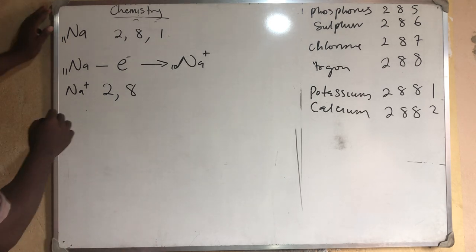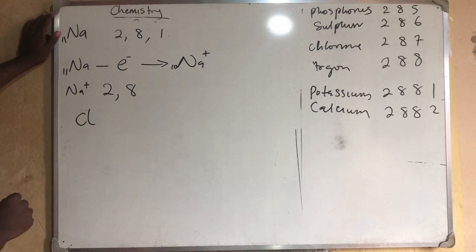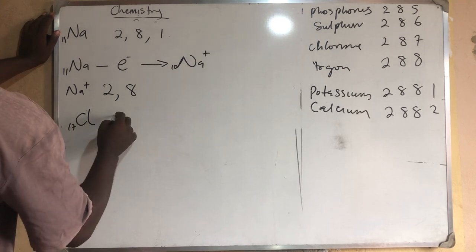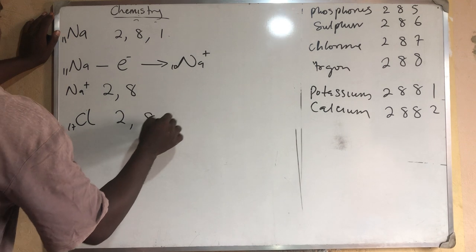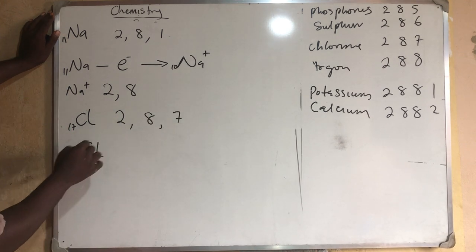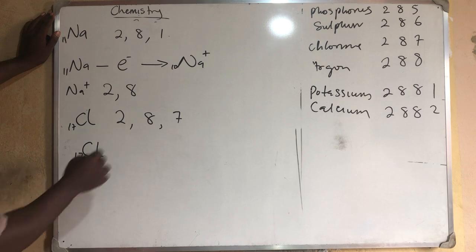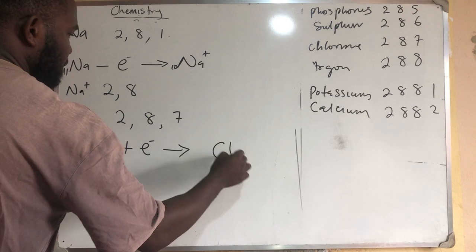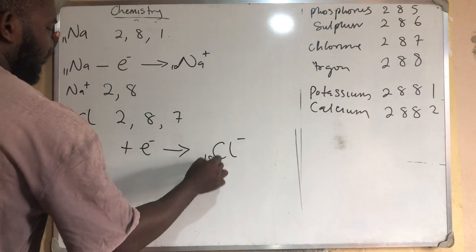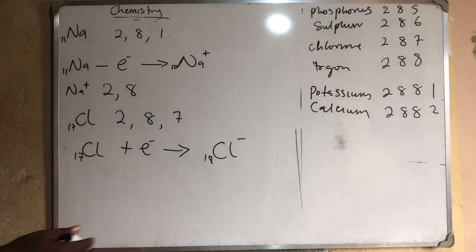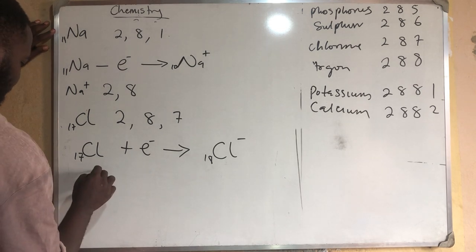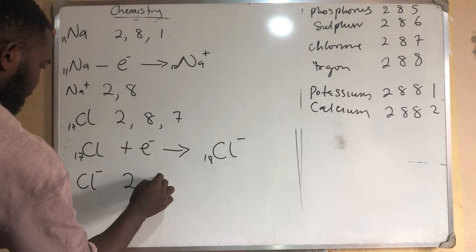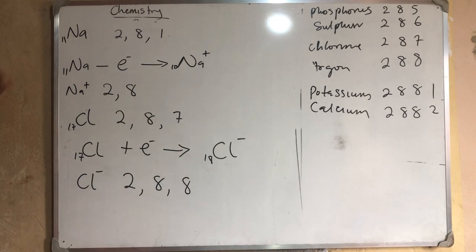Another one, chlorine, Cl. Cl is 17, right? If Cl is 17, the electronic configuration is going to be 2.8.7. But if you remember that Cl is a non-metal, and non-metals gain electrons. Once it gains one electron, it's going to be Cl minus, and Cl minus shows that the electrons are now 18. So the electronic configuration will now change to 2.8.8.